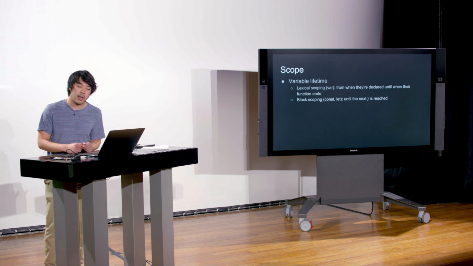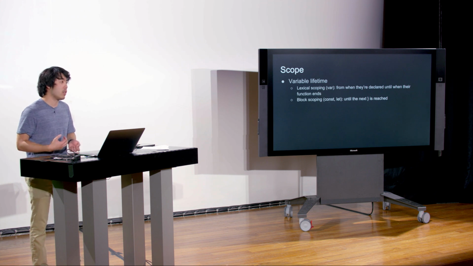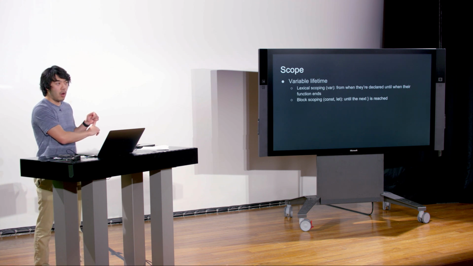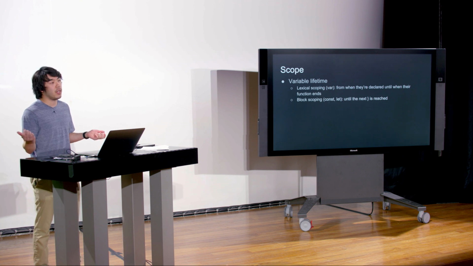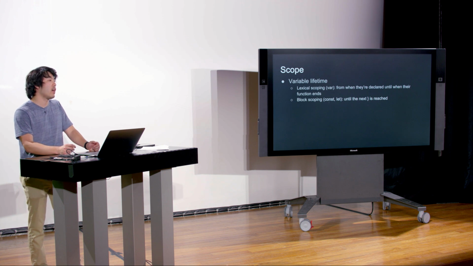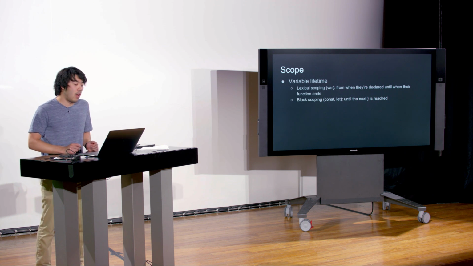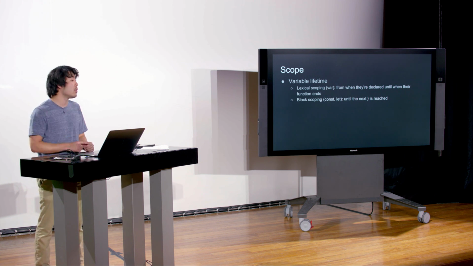Lexical scoping is basically saying, hey, give me a variable, and it'll exist for as long as since it was declared, all the way until the end of a function ends, or the file if it's in a file. Whereas the analog would be block scoping, where it behaves a lot like something behaves in C, where a variable will be around from when it's declared until the next end curly brace is reached. And so that's the big difference between var and const and let.